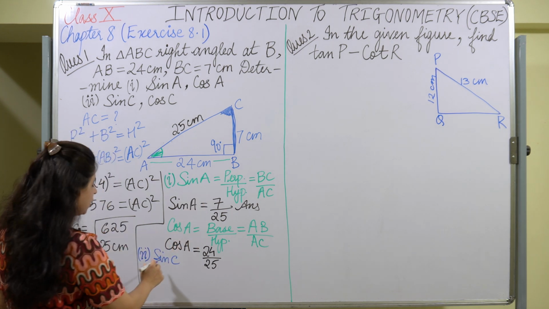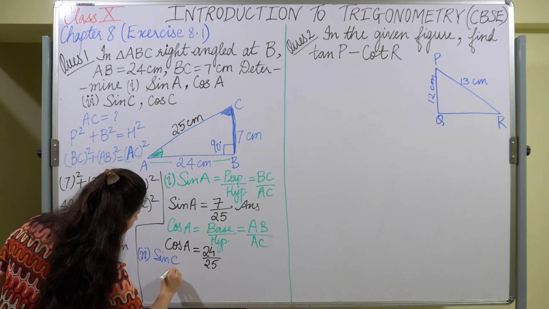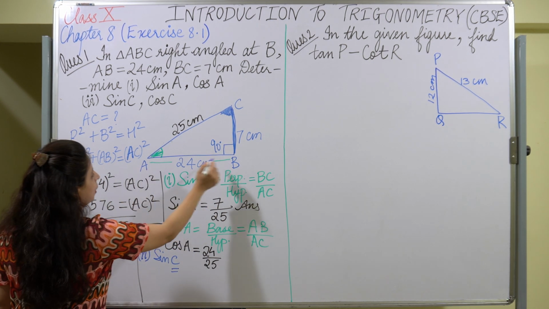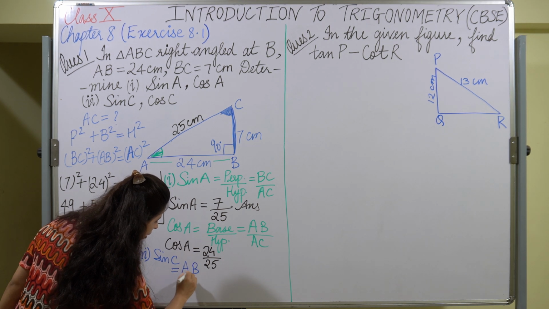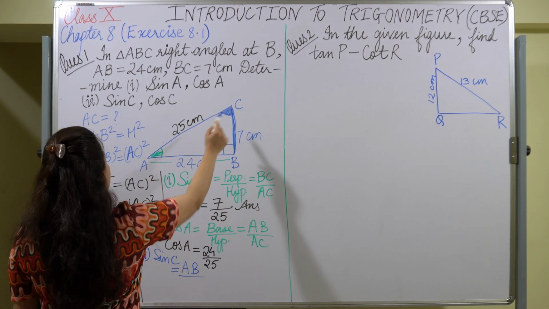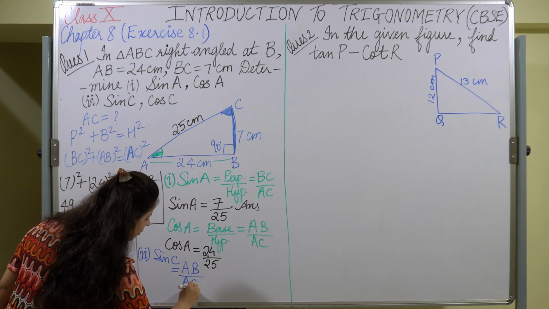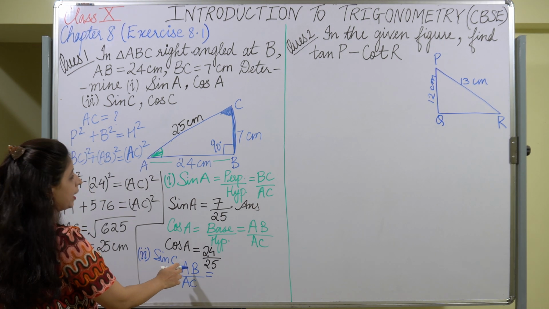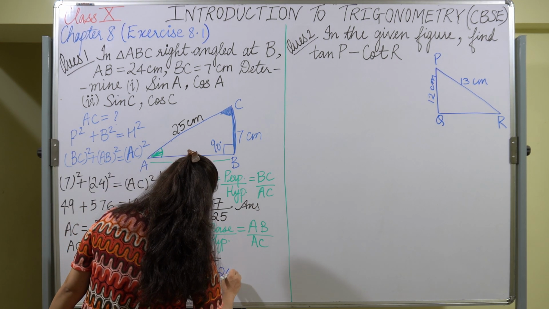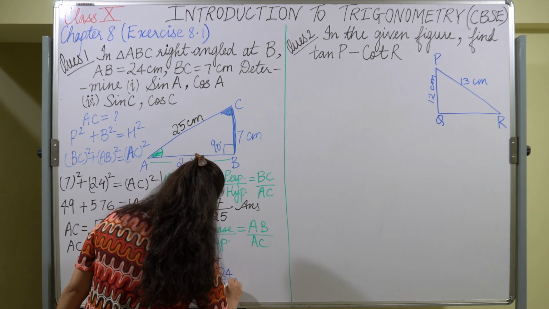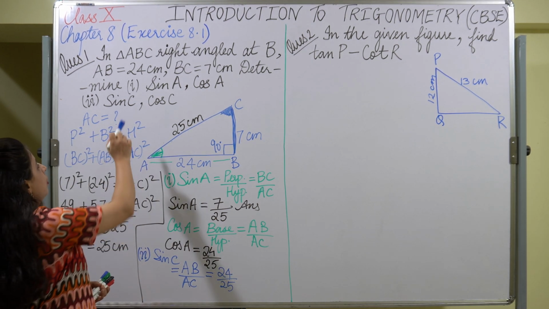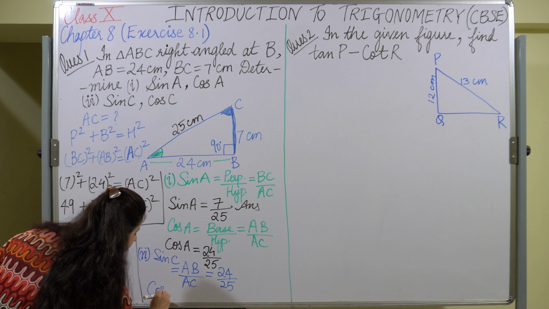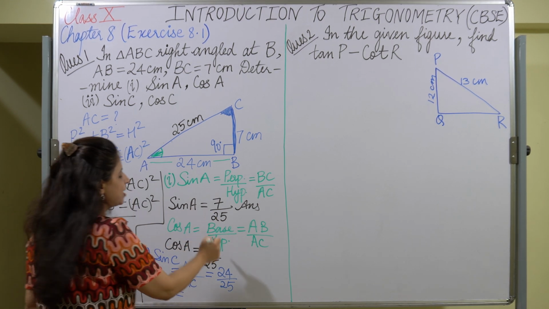So in the case of sin C, it will be given by perpendicular upon hypotenuse. Perpendicular will be AB, hypotenuse will be AC. Hypotenuse will remain the same. So we will be getting over here AB value is 24 upon 25. Now in the second part we are asked to find cos C. The formula for cos will always remain the same, base upon hypotenuse.